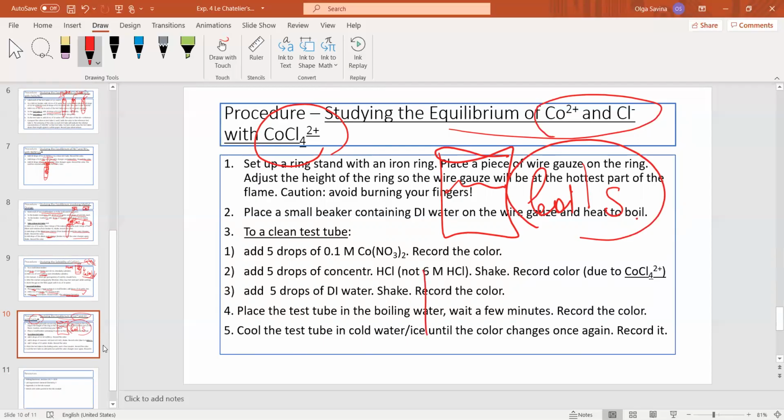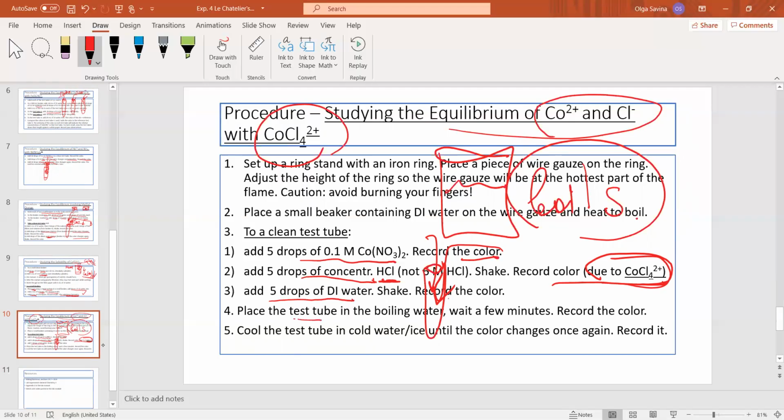Then we have to take a clean test tube and add 5 drops of cobalt nitrate into this test tube, record the color. Then add 5 drops of concentrated hydrochloric acid, and record the color. And the color will be this complex. And then add 5 drops of water, shake, record the color.